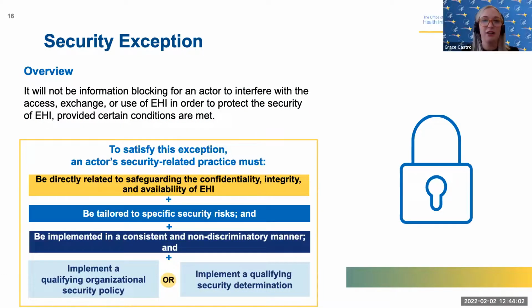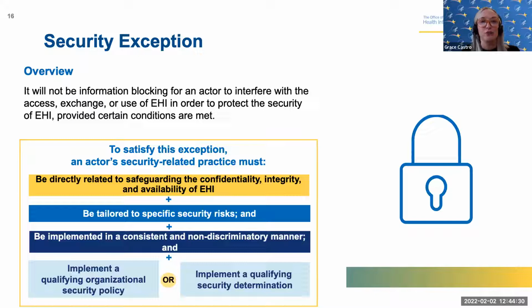Okay, so let's talk a little bit about the security exception. We recognize that robust security protections are critical, particularly when it comes to promoting patients and other stakeholders' trust and confidence that EHI is going to be collected, used, and shared in a manner that protects the individual's privacy and that complies with applicable legal requirements.